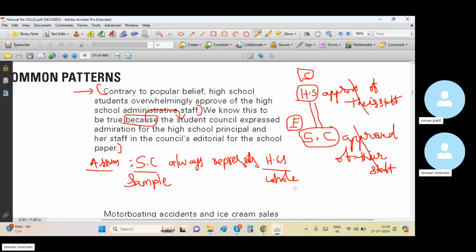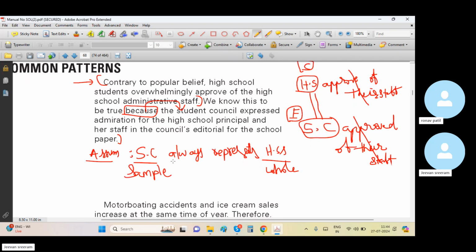How is this analysis, this knowledge, useful? If you come across any argument in which you are able to see a sample and the whole, you should be able to instantly recollect this assumption that the sample represents the whole, based on which you can write the corresponding assumption. You have to just check what is the sample in the argument and what is the whole, and you can directly write down the assumption.